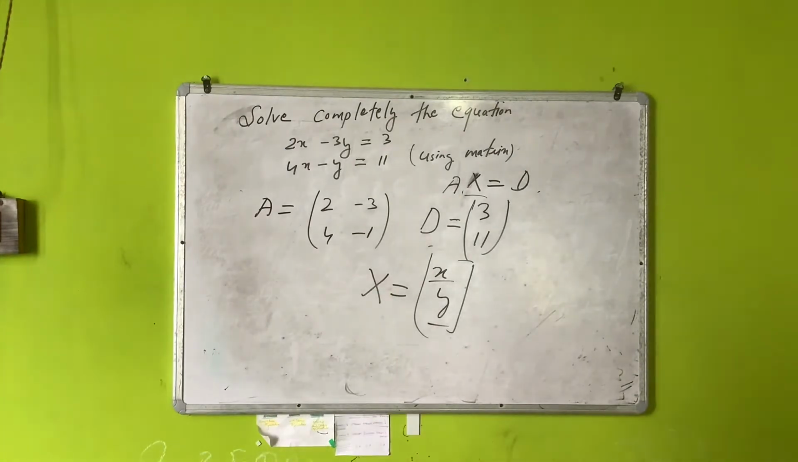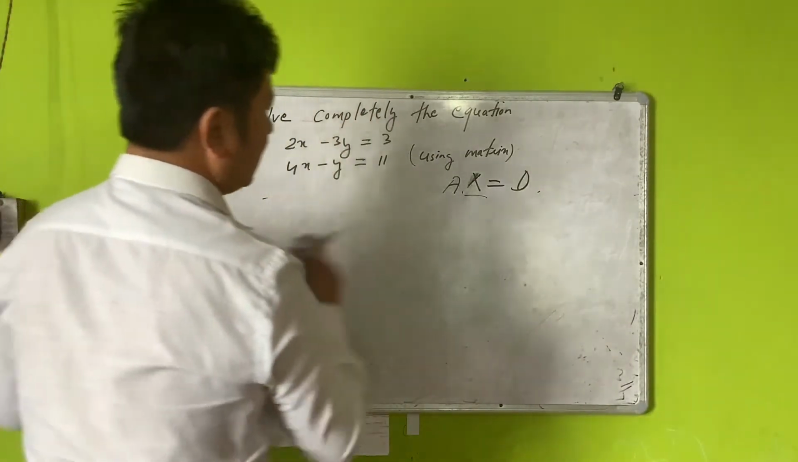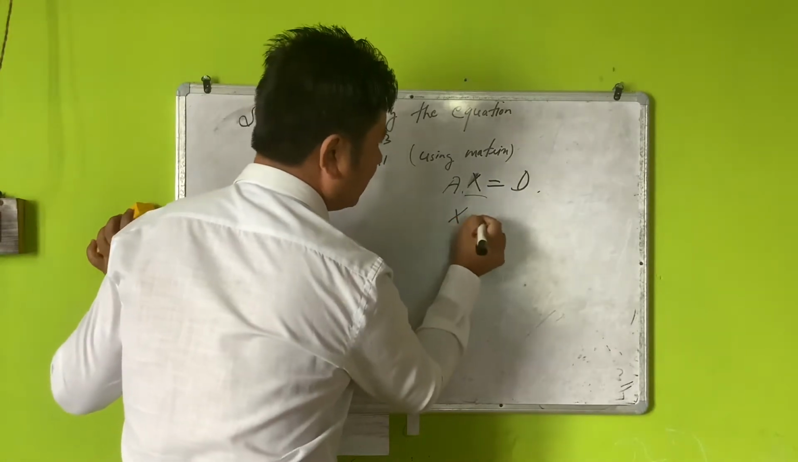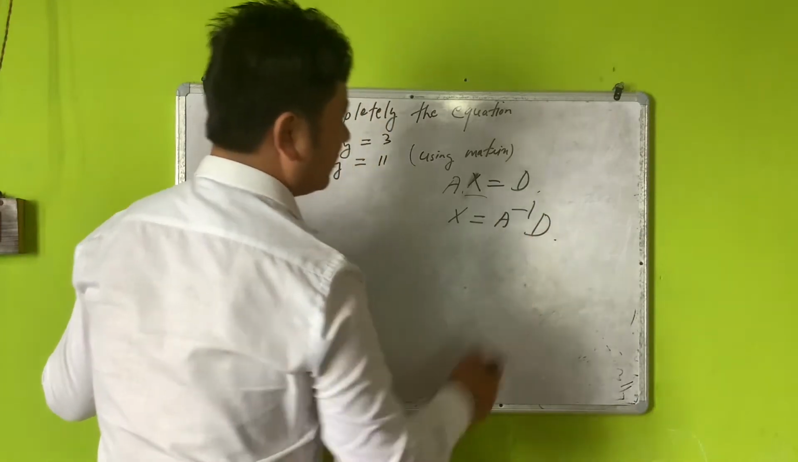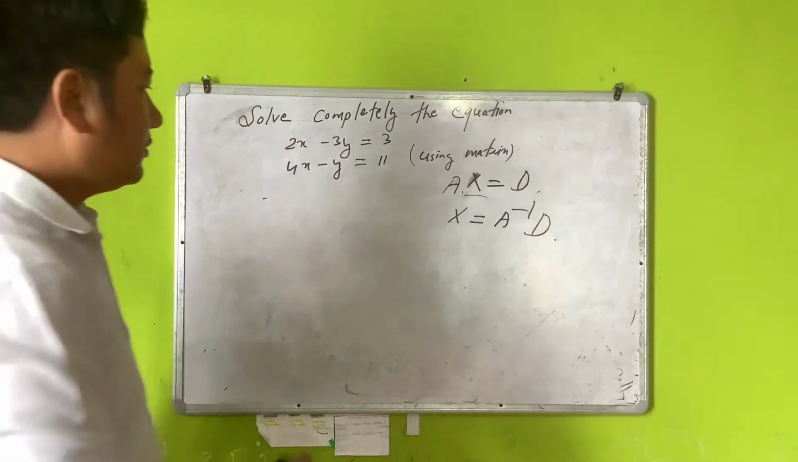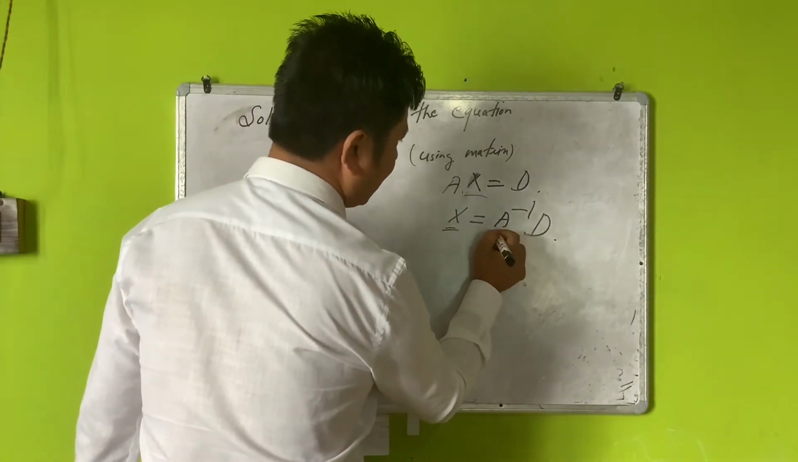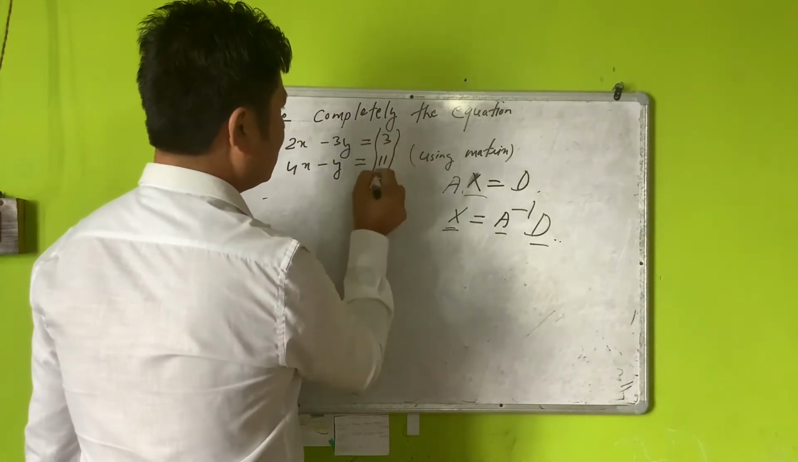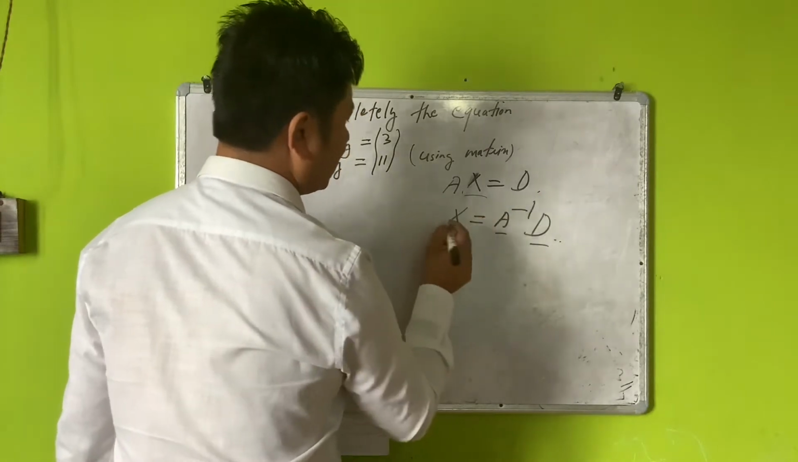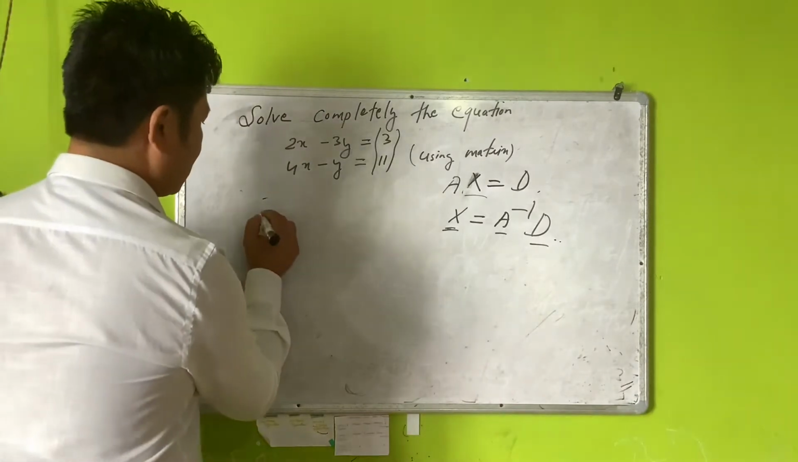So how do we find the value of X? What you have to do is keep X here and move A to the other side, so X is equal to A inverse D, okay? You need X here, and for that you require A inverse and D. D is given, these two numbers, okay? If you find A inverse you can easily find X, so you require A inverse, okay?